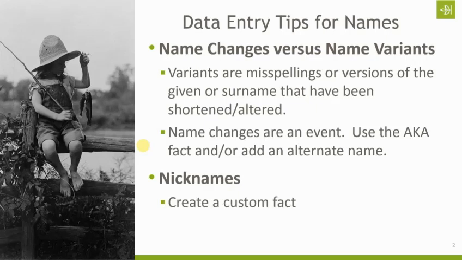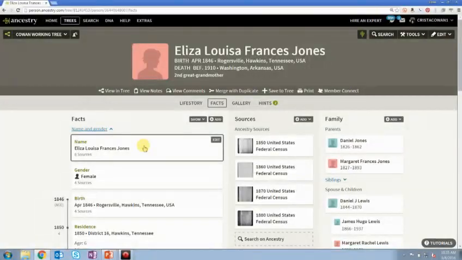Now, nicknames are another category of name variation. And again, I would encourage you to create a custom fact where possible. Now, when I say nicknames, typically I'm not talking about name variants. If I have someone, for example, this is my second great-grandmother. Her name was Eliza Louisa Frances Jones, and in various places and times she went by Eliza or Lizzie or Louisa or Fanny, and so she has gone by variations of her name in various records throughout her life. But none of those are what I would call a nickname.